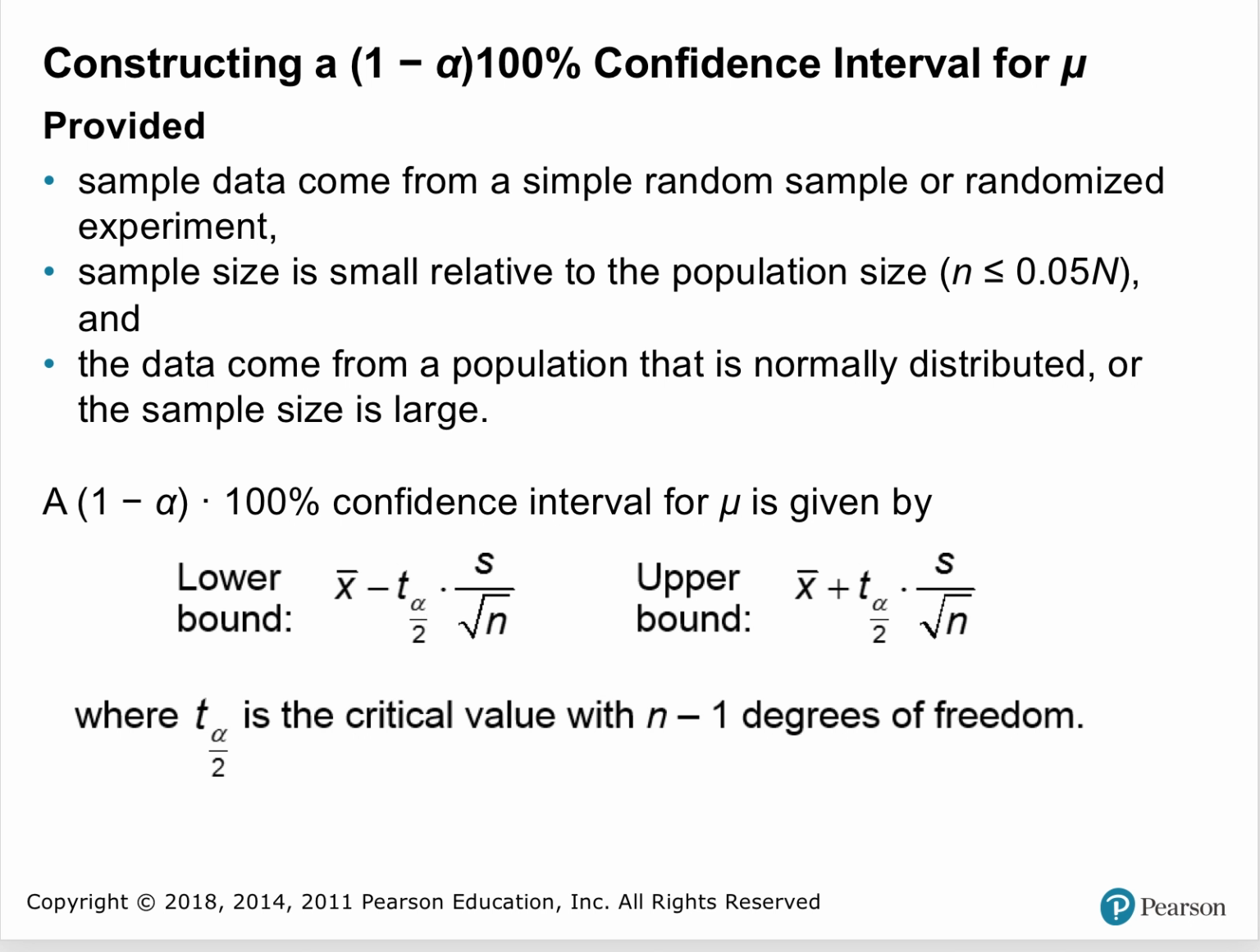Notice it's basically the same thing we did last time. Remember last time we had p hat plus or minus z sub alpha over 2 times the square root of p hat times 1 minus p hat over n. Okay, it's just we have a different formula, but the same thing: point estimate and margin of error. Where t sub alpha over 2 is the critical value with n minus 1 degrees of freedom.